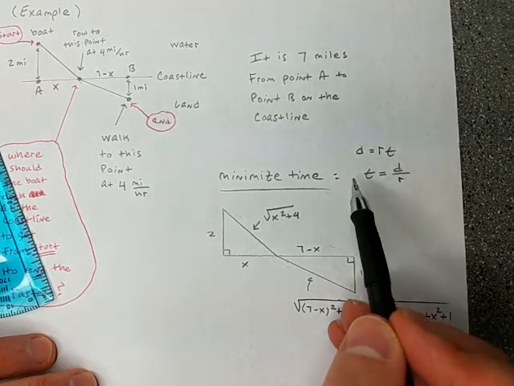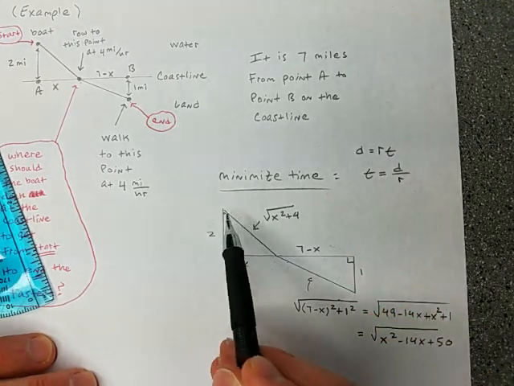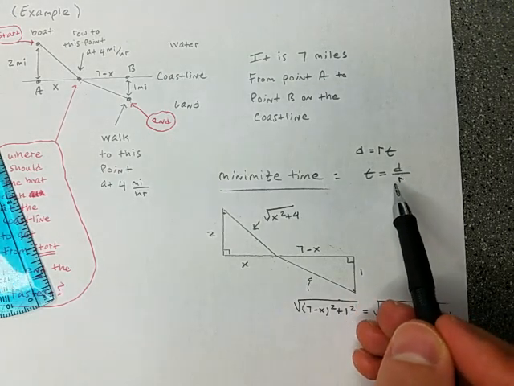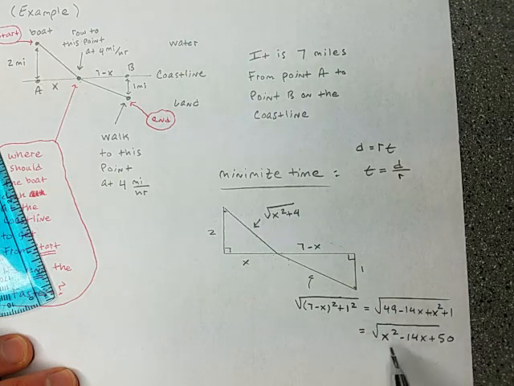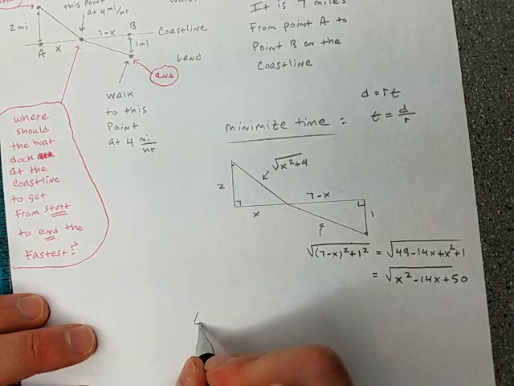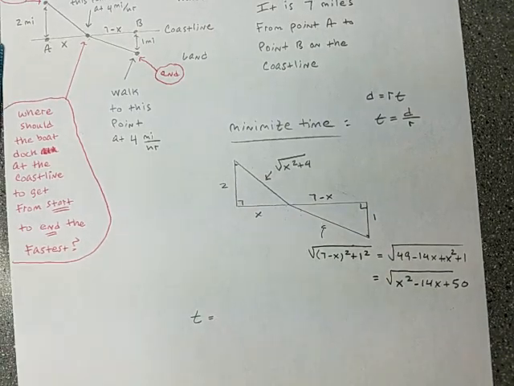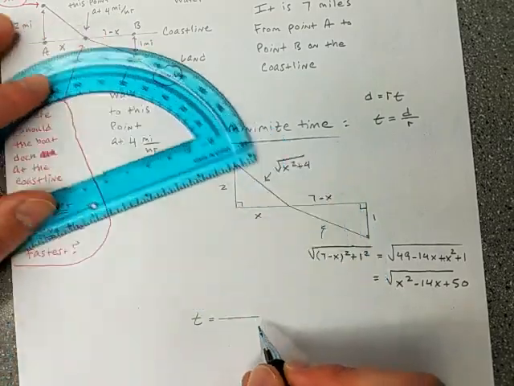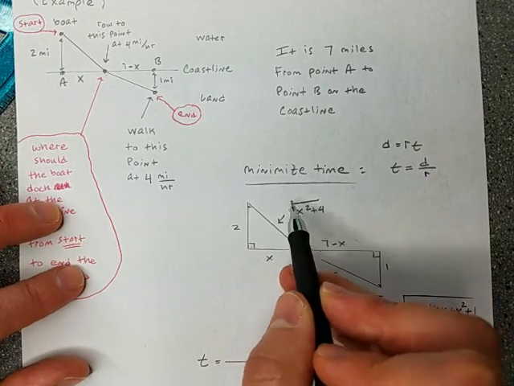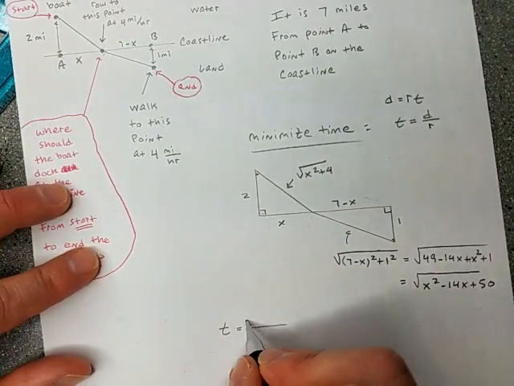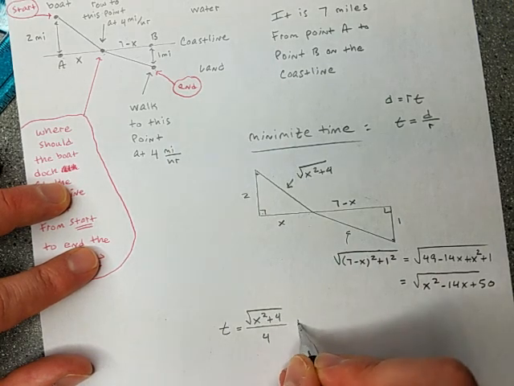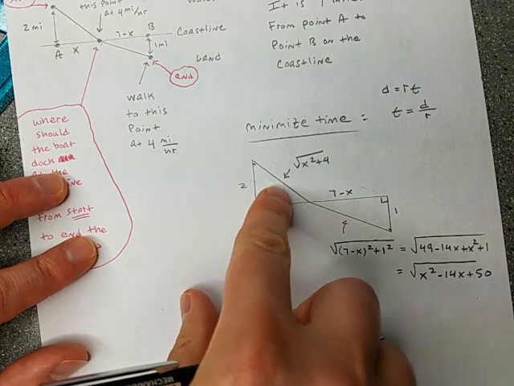Now, I want to minimize the time, the overall time to get from here to there. And the time will be the distance over the rate. I've got the distances, and I know the rates are both 4 miles per hour. So here goes. T, time, is going to be, in the first case, along the water, 4 miles per hour to travel this distance. Okay? So that will be root x squared plus 4 over 4. That's the time for this leg of the journey.